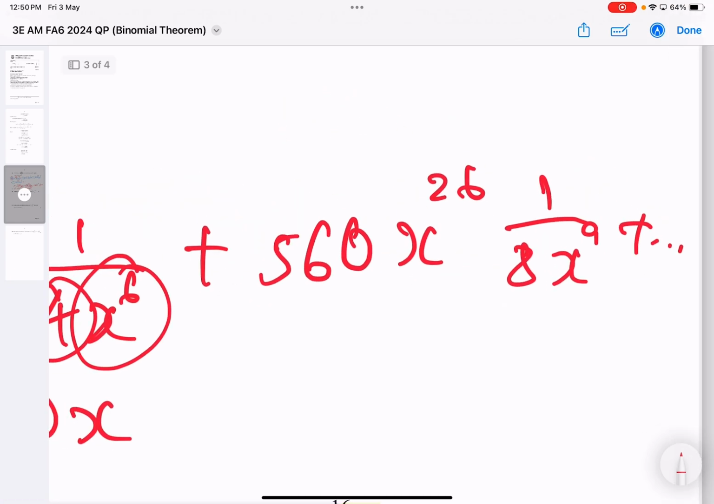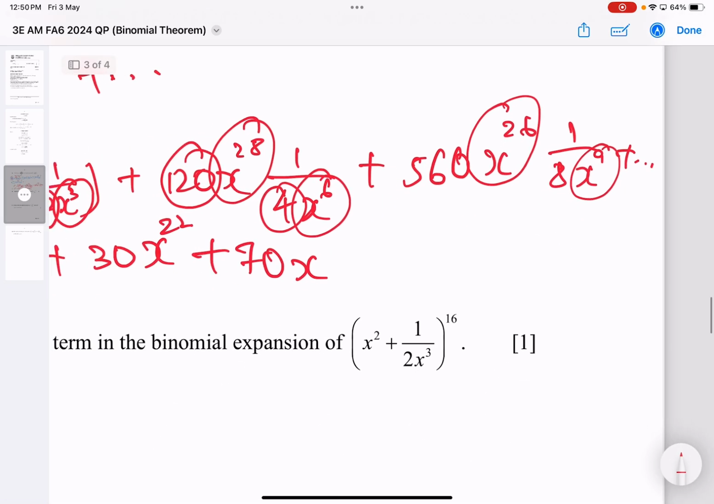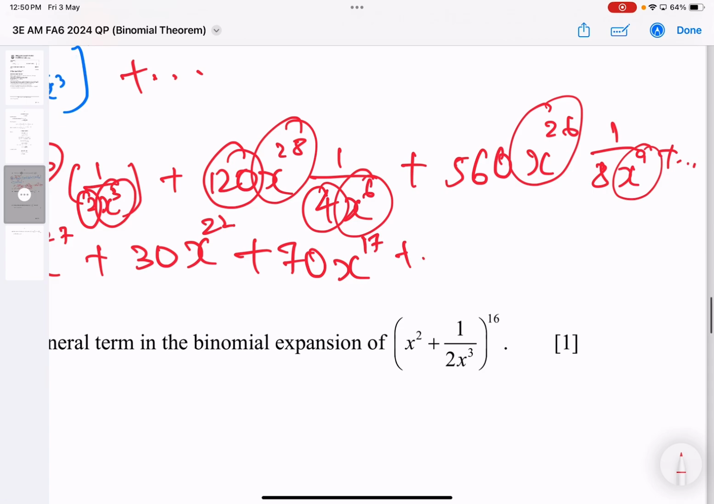Don't panic. Look here. X to the power of 26 divided by x to the power of 9. Same base, divide. What happens to the powers? So what's the answer? Give you all the time you need. 17? Is it 17? Yes. Okay. So it's 17. Alright?